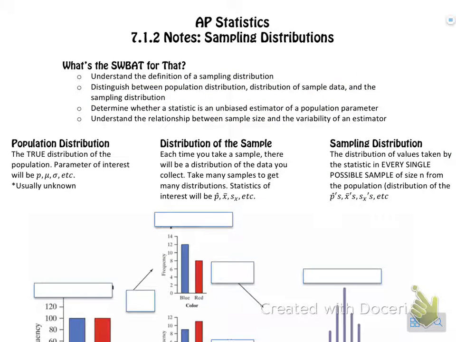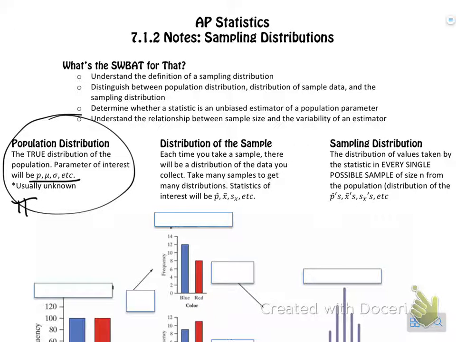Okay, so I know you already have these definitions on your paper, but I'm going to go through what they actually mean. We have three different distributions that we will be looking at. One is the population distribution, and that is the true distribution of the actual thing that we're studying. The parameters that we're looking at are the true p, also known as pi, mu, which is the true mean, sigma, the true standard deviation, etc.